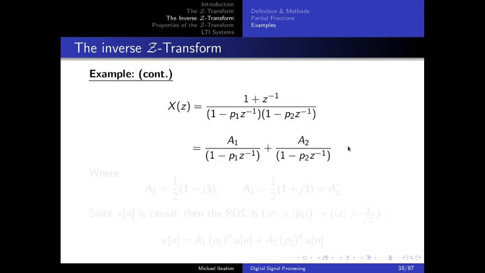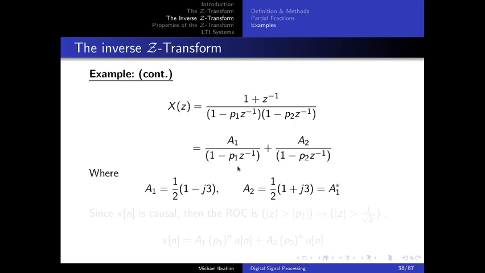This form. And since p1 and p2 are complex conjugate poles, also A1 and A2 will be complex conjugates of each other. So computing A1 and A2 in a similar manner as we have done in the previous example, A1 will be half times 1 minus j3, and A2 will be the conjugate of A1, which is half times 1 plus j3. So now we are ready to do the inverse Z transform.